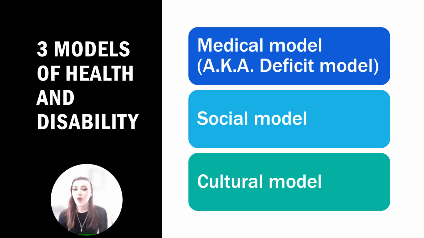Getting into some more core foundational content for social health and illness, there are 3 different models that we commonly use to understand health and disability. I'll get into the details a little bit more, but in order, we'll talk about them as the medical model, which is sometimes also known as the deficit model. There's also the social model and the cultural model.